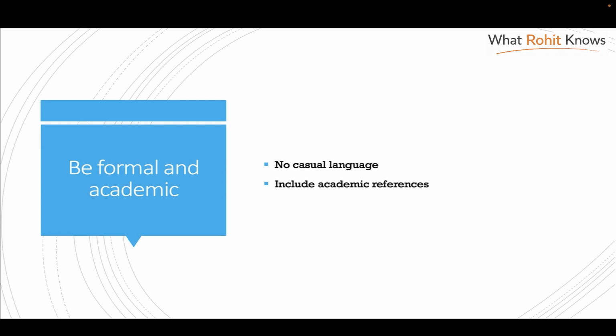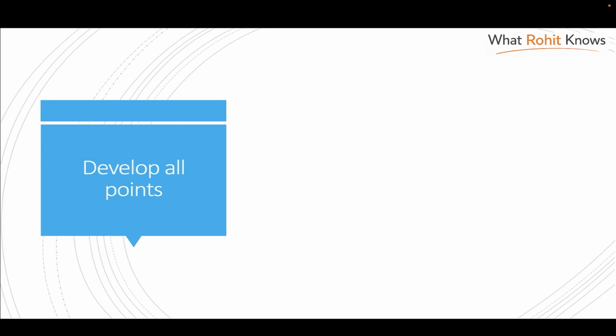So that means even if you have to give some example, it is better to give the example of research done at Harvard University than to say, I heard on my local radio station. So use those academic references like universities, newspapers, research groups, government surveys, things like that. And don't use any casual language.